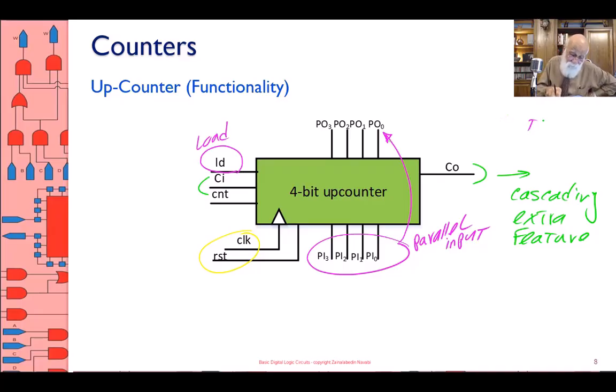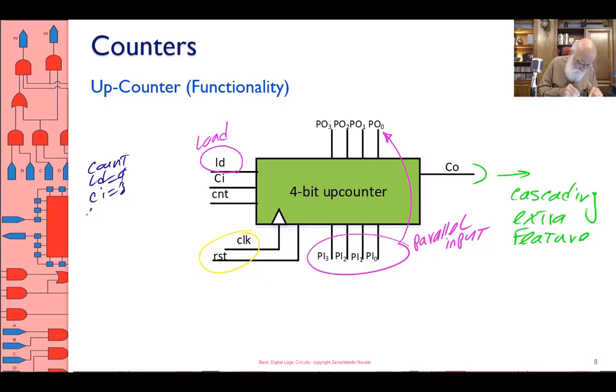Then we have, as it should be, the count feature of this thing. The count feature requires, first of all, load to be 0. Load is 0, that means you are not doing parallel loading. Carry in is 1, okay? If this is the right-most bit, the carry in is 1. If this is cascaded, we will see the cascading. The carry in is connected to the carry out of the other.